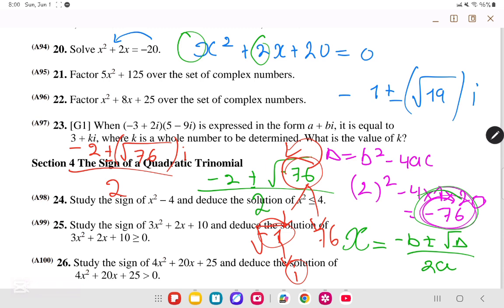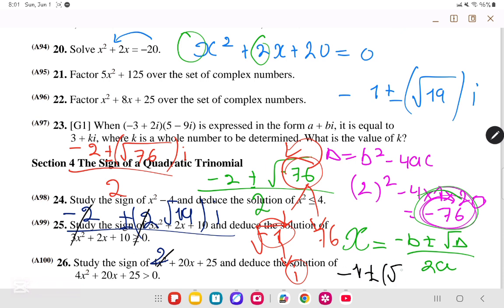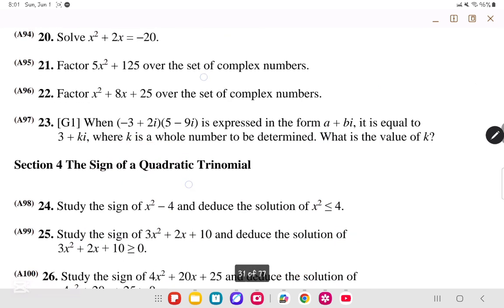It's going to give you 2 radical 19. So it has become minus 2, plus or minus 2 radical 19 i over 2. Now simplify it. How do we simplify it? We simplify it by cancelling the 2's. And we will be left with what? We'll be left with minus 1 plus or minus radical 19 i. As you can see, it's the same answer as over here. That means we got the correct answer. So that is it for question number 20.